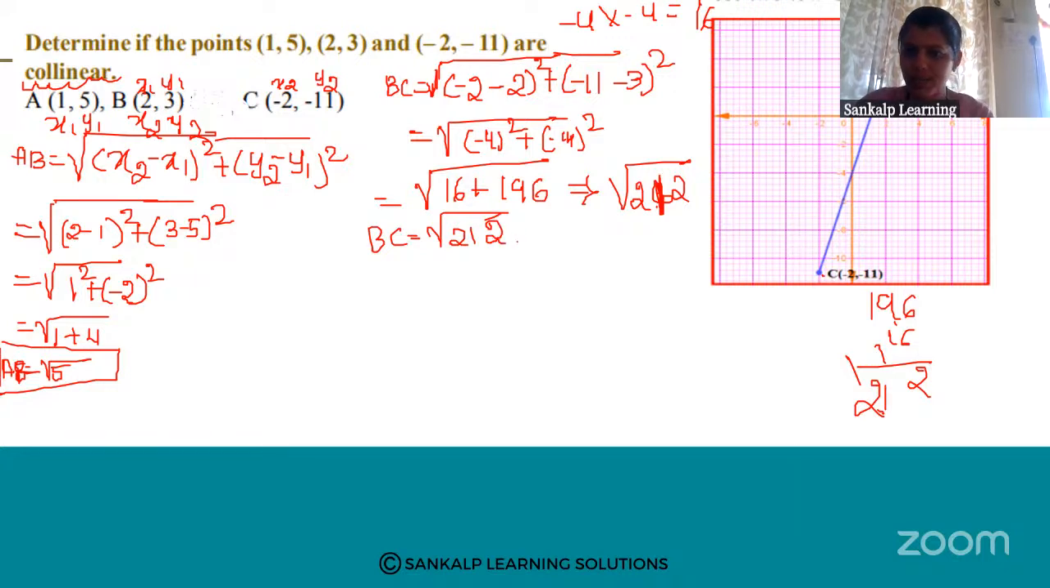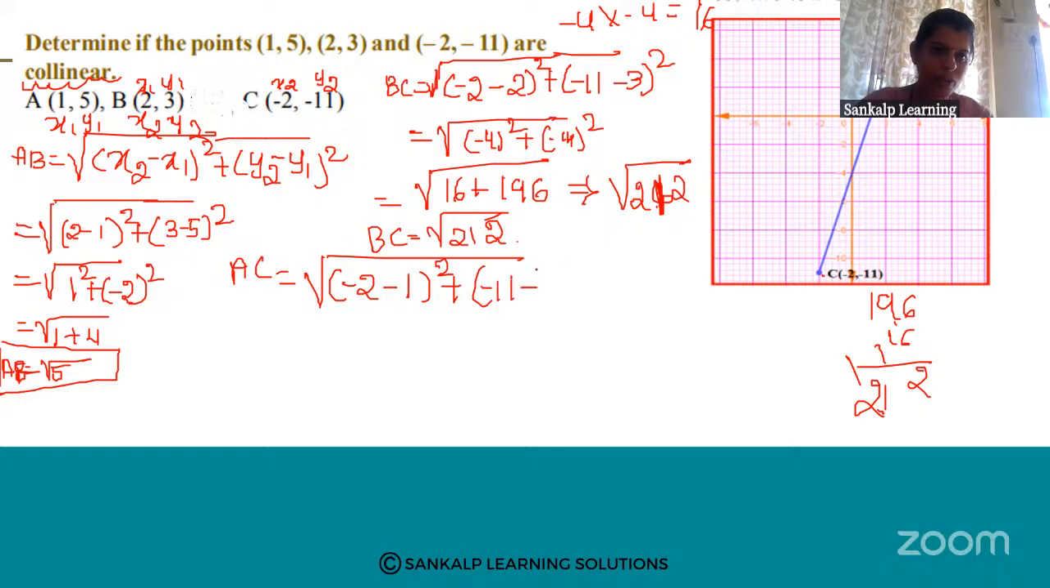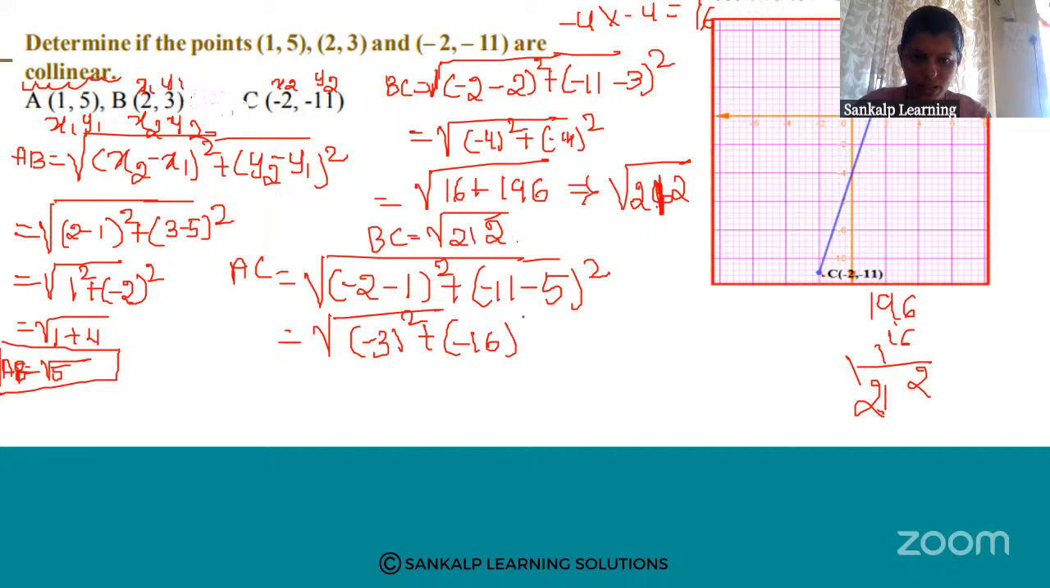Now, find out the distance between A and C. Okay, A and C is equal to square root of, from A to C you are considering. So now consider x1, y1, this is x2, y2. Now tell me the values of x2. x2 is minus 2 and x1 is minus 1 whole square, plus y2 value is minus 11 and y1 value is minus 5 whole square, right? Minus 2 minus 1 is minus 3 whole square, plus minus 11 minus 5, that is minus 16 whole square.